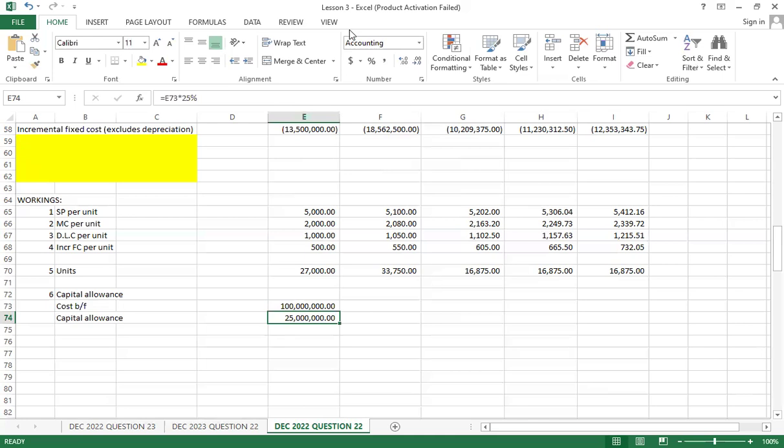And I want somebody to remind us, if I take the cost brought forward, 100 million, minus this capital allowance of 25 million, this gives us about 75 million, meaning by the end of period 1, the value of the asset will have reduced to 75 million. Cost of an asset, if you minus capital allowance, what do you call that figure?